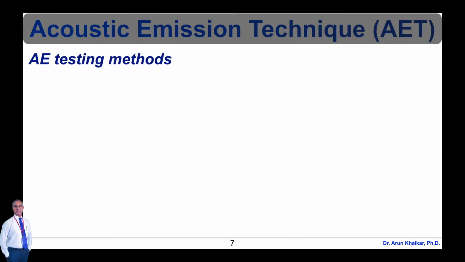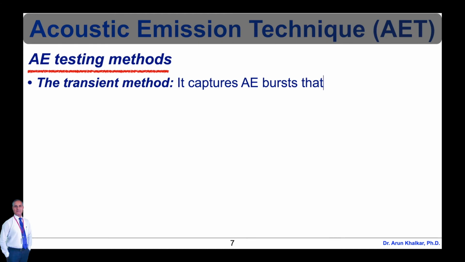Now let's see the types of AE testing methods. There are two AE testing methods. One is transient and the second one is continuous. So first of all, let's see what the transient method is.